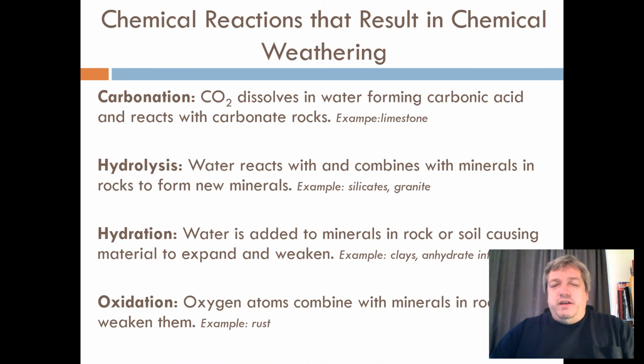Okay, and then the last one, oxidation, and this obviously involves oxygen. And it says right here, oxygen atoms combine with minerals, and what does it say here? And it weakens them. Okay, so some minerals, iron's a great example. Iron as an element loves oxygen, and when they see each other, they basically bond together. And when iron and oxygen bond together, they alter each other's chemical properties, and iron oxide is what rust is. So iron, a really hard metal, with oxygen forms this kind of soft, crumbly powder. And oxygen actually reacts with a lot of things.